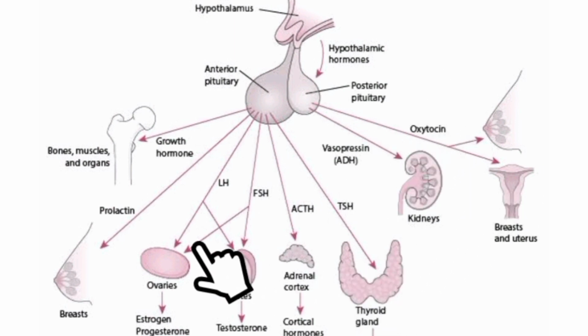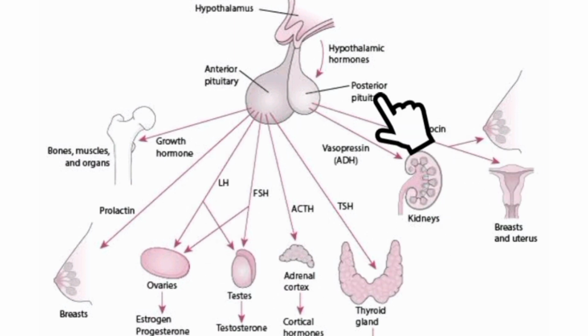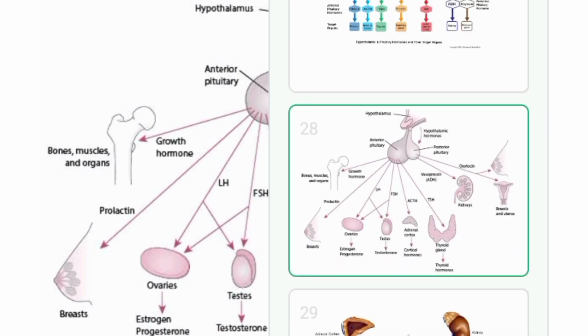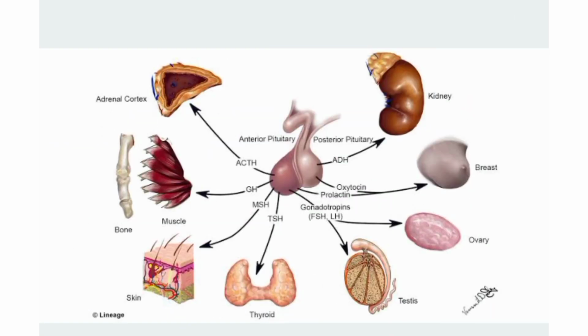So that's just a summary of all the hormones and their respective functions, which come from the anterior and posterior pituitary glands. Then finally, we can summarize whatever we studied.